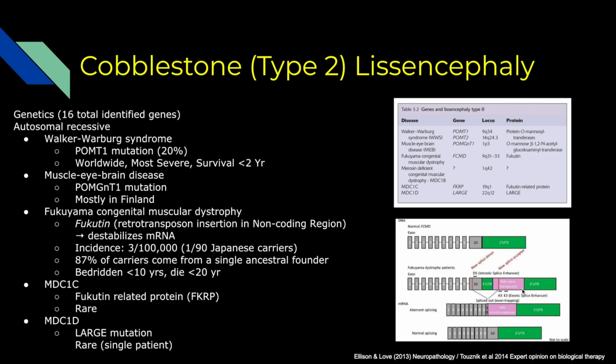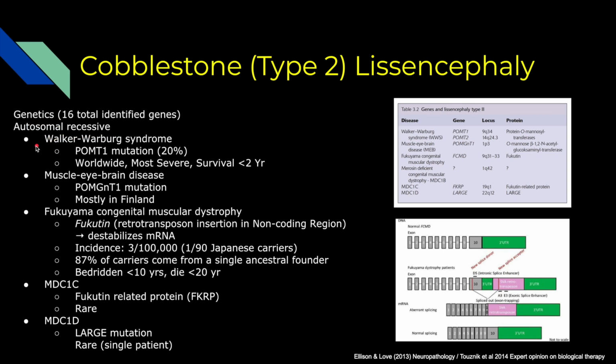So there's different genes that can affect this glycosylation process, and these are associated with different syndromes. There's about 16 total genes identified. We're just going to go over the classic ones, which is really Walker-Warburg, muscle-eye-brain disease, and Fukuyama congenital muscular dystrophy, which are the real main ones. And you can see these are the enzymes that we saw in the previous cartoon that are required for this O-mannose transferase or O-type glycosylation.